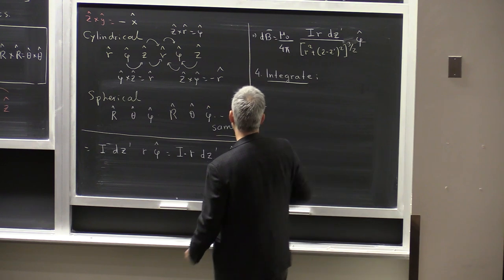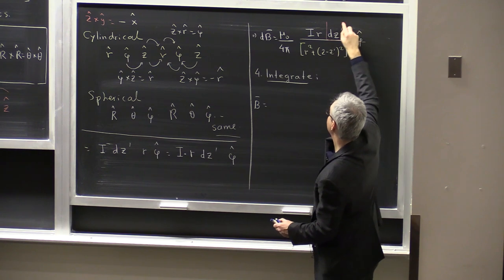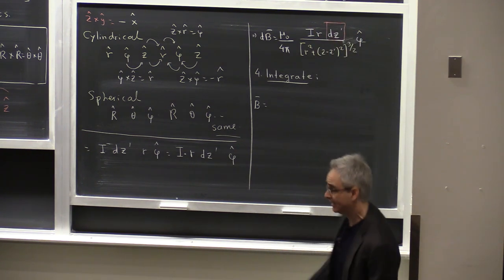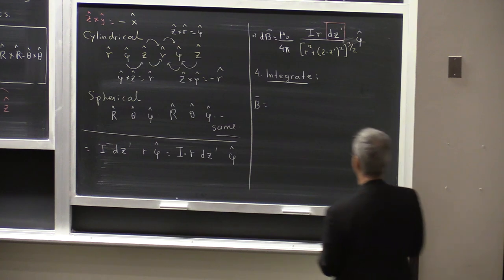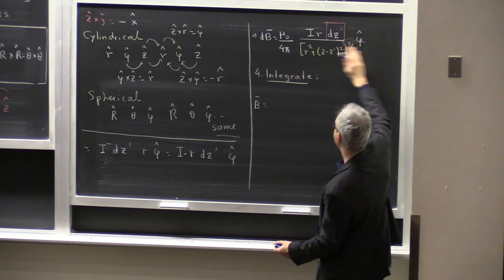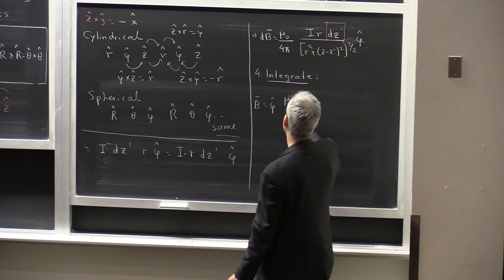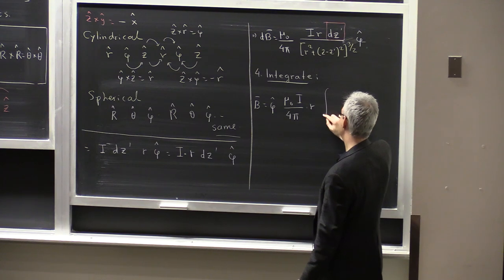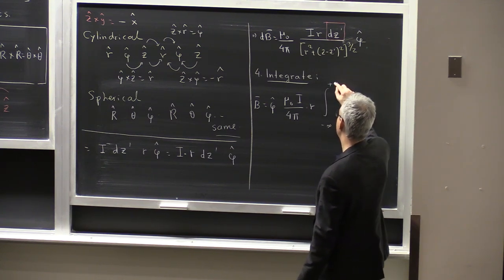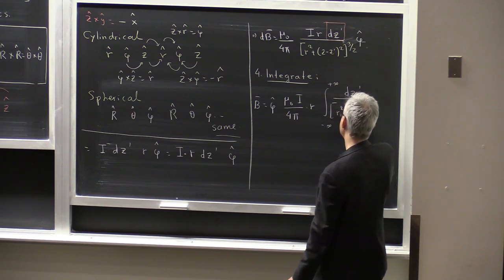So I integrate. What do I integrate? There is just one differential element here to integrate. That is the dz primed. That has to be integrated from minus infinity to plus infinity. So outside the integral, I leave all the constants, which are the phi hat, the mu naught, I, 4 pi, r. And inside, I have this integral that will run from minus infinity to plus infinity, dz primed, over r squared plus z minus z prime squared, to the 3/2.